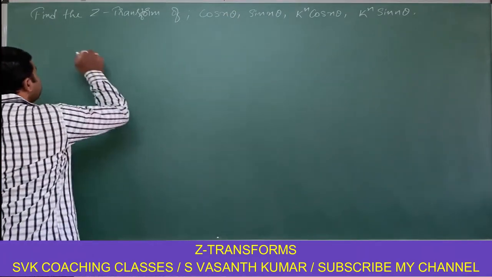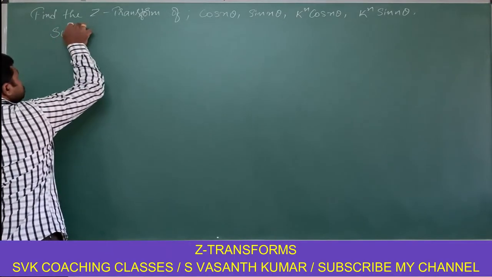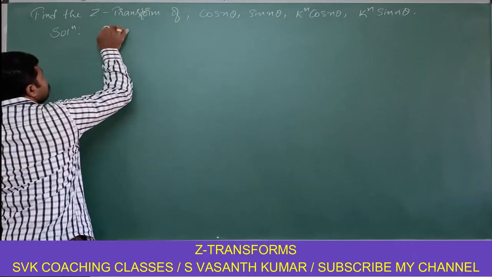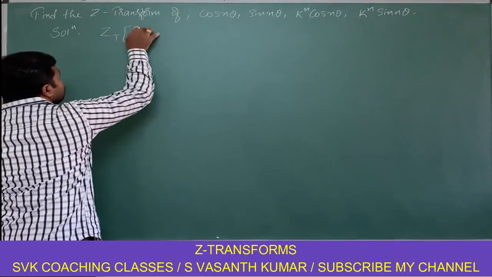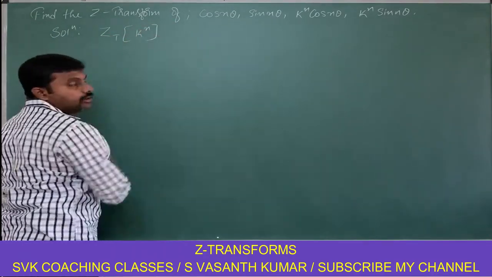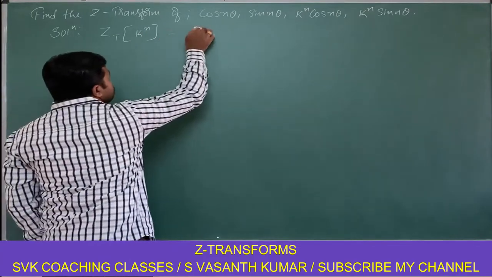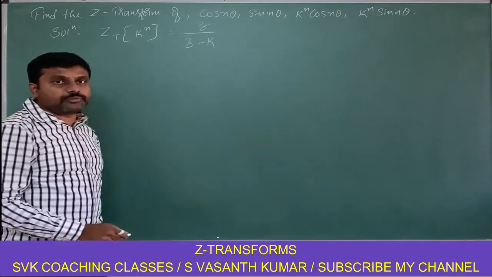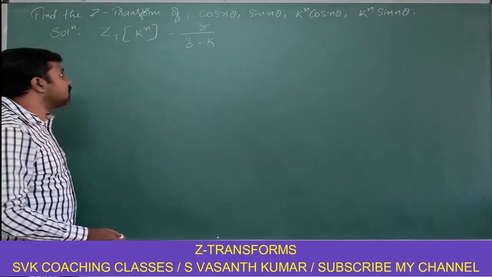Now if you go with the solution, basically I know the Z transform of k power n. What is the Z transform of k power n? It is z by z minus k. The Z transform of k power n is z by z minus k.